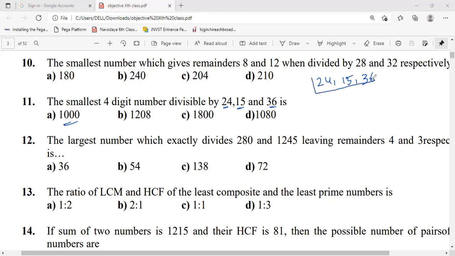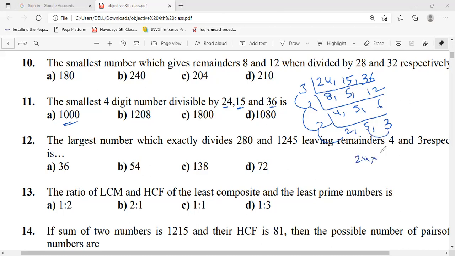How much LCM will you get? You take 3, 3 8s are 24, 3 5s are 15, 3 12s are 36. Next, taking 2, 2 4s are 8, 2 6s are 12. Next, 2 2s are 4, 5 as it is, 2 3s are 6. Now 3 2s are 6, 6 2s are 12, 12 2s are 24, 24 into 5 is 120, 3 times 15 ... 360. Now 360 is our LCM.